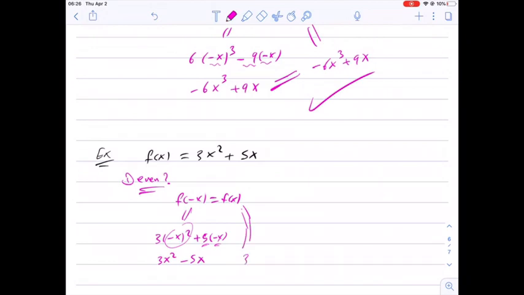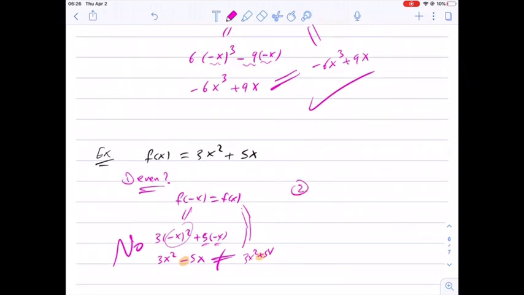What about the right hand side? The right hand side is the original function, 3x squared plus 5x. Those are not equal because of the negative sign here. It's different from the positive, so not even. Let's see if it's odd.